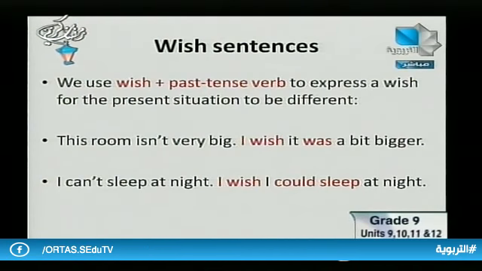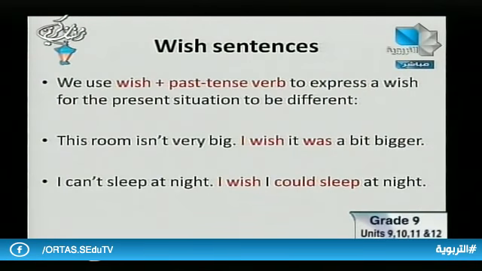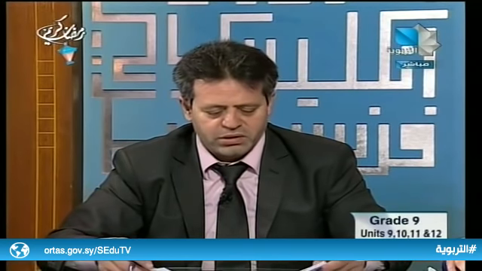To continue the sentences with wish. We use wish and the past tense verb to express a wish for the present situation to be different. This room is not very big. I wish it was a bit bigger. Or we can say, Mr. Basil, I wish this room wasn't small. I can't sleep at night. I wish I could sleep at night. So as you can see, we use the simple past to express a wish for a present situation to be different.